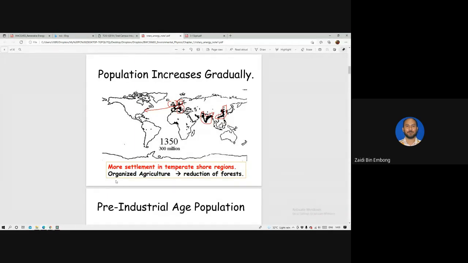So in terms of activity, they focus on agriculture. And because of settlement, there must be deforestation. They cut down the trees for their homes, for their settlements, etc.